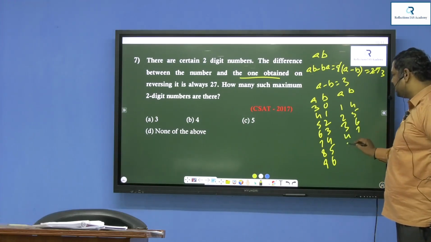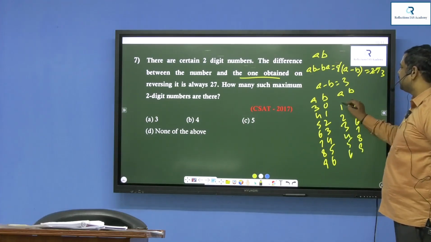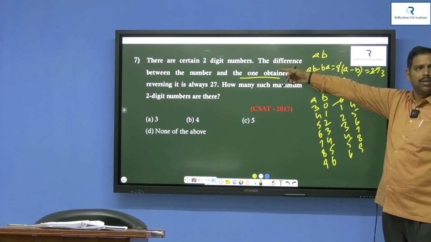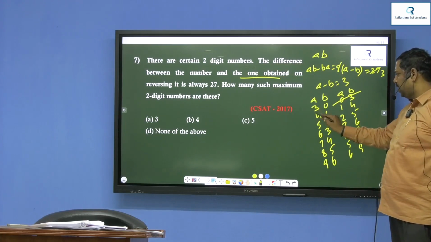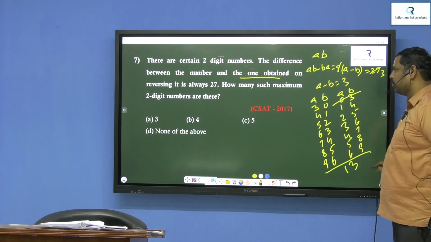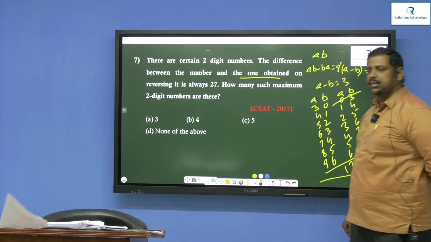So all I have to consider is except its reverse, because its reverse is not a valid number, as we need 2-digit numbers only. We have to count. Total how many are there counted? 1, 2, 3, 4, 5, 6, 7. So 7 means it is 13. Total how many such numbers are there? 13. So what's the answer?